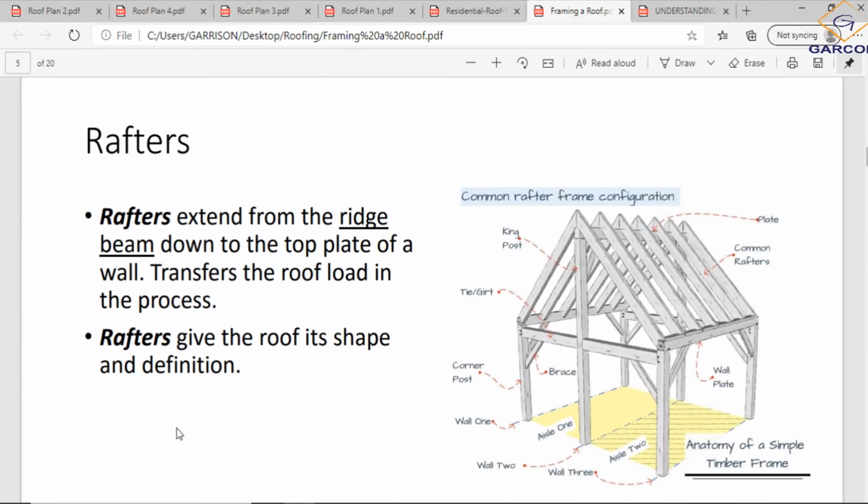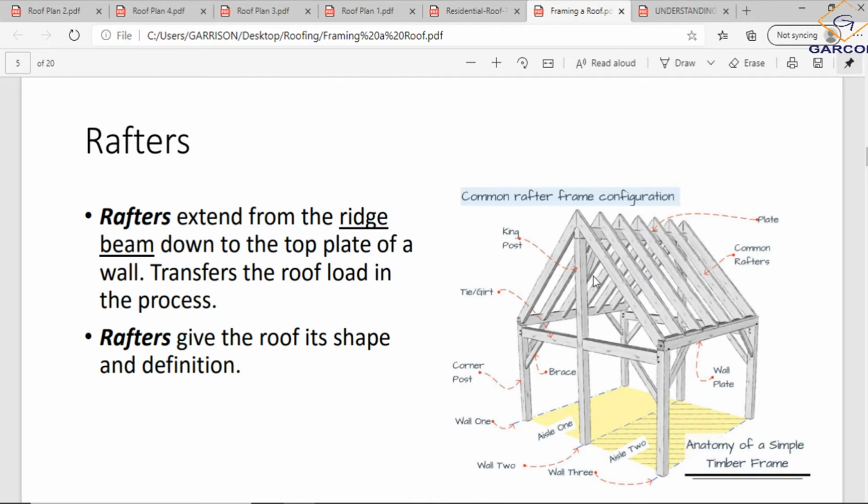Rafters. Now rafters extend from the ridge beam down to the top plate of the wall and transfer the roof load, or the weight of the roof, in the process down to the walls. Rafters give the roof its shape and definition. So any shape the roof has is the shape of the rafters, because the rafters tell you if it's a hip roof or a gable roof. Based on looking at this, you can tell that it's a gable roof because of the gable end we have right here.